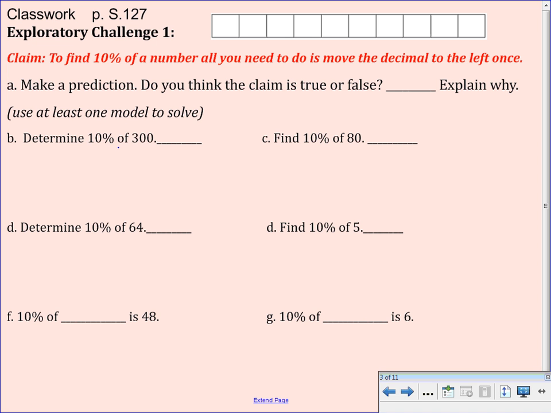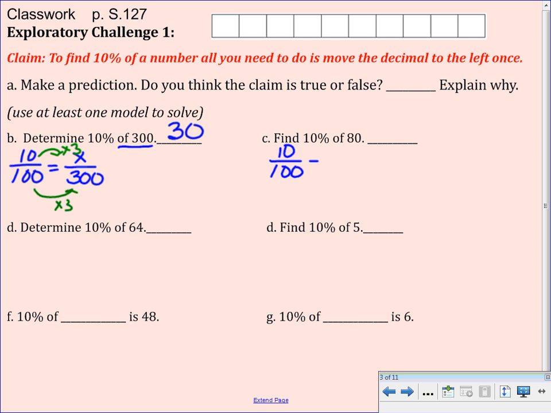10% of 300. So I know that's my total. So 10% is 10 out of 100, of 300. So what does x equal? I think we can all see that. Times 3. So that means I have to times 3. So what is 10% of 300? 30.